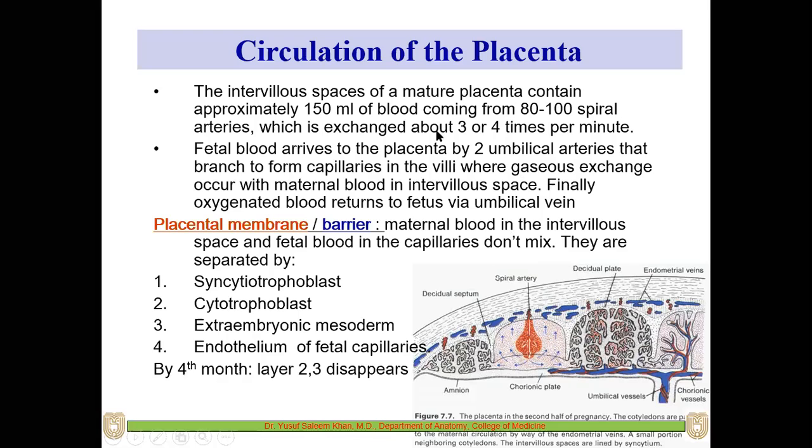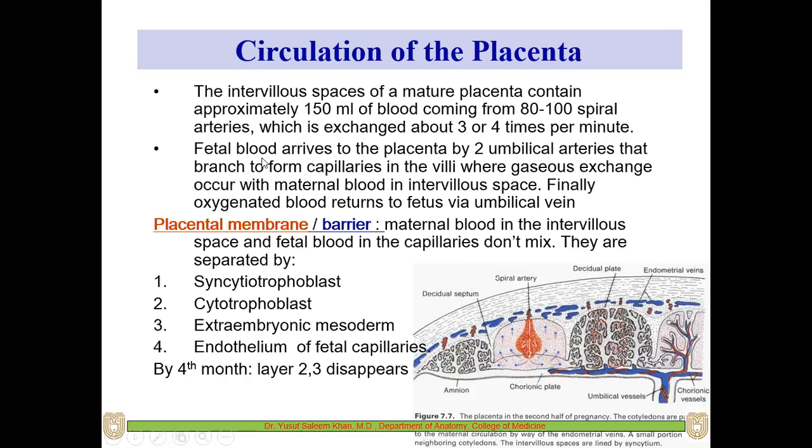So almost 3 to 4 times per minute this 150 ml of blood is changed, so that new blood can come and there can be better exchange. The fetal blood arrives to the placenta by two umbilical arteries. As we have already seen, there are two umbilical arteries shown in the figure, which should actually be in blue color.